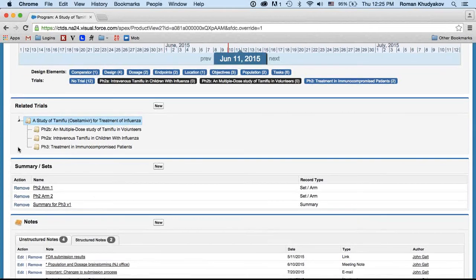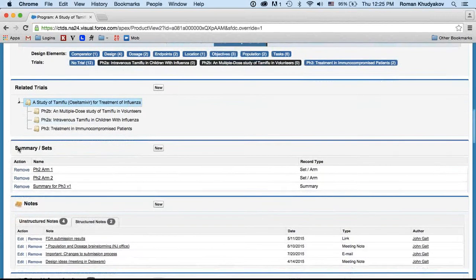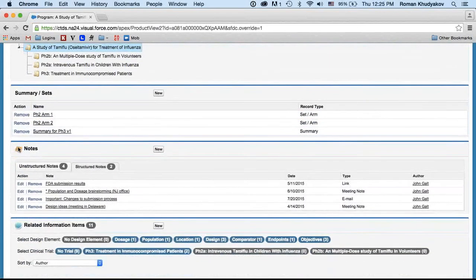For every study I am building, I can create arms. An arm is a set of different decisions in different categories, let's say location, population, and dosage, and include multiple arms in one study and provide them for review and approval to the governmental authorities.